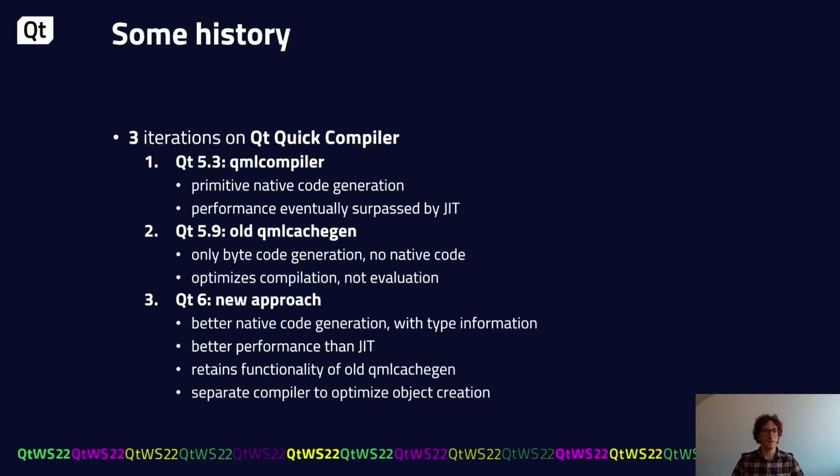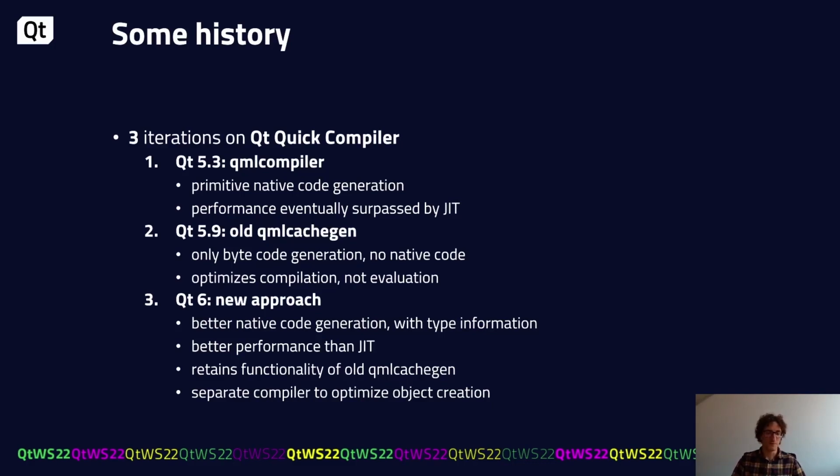So you might have heard the term Qt Quick Compiler before, and in order to clear up some confusion around this term, I will give some overview of the history. The first time we used this term was with Qt 5.3. There was a QML compiler that had a primitive native code generator that basically remote controlled the QML engine and had a similar generic type system as JavaScript itself.